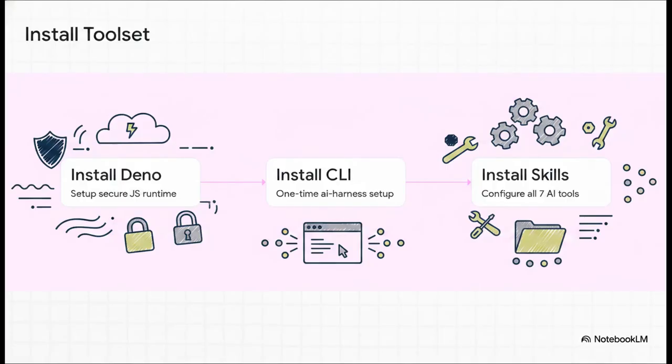So here is how we actually do it. Run these steps sequentially right there in Zed's terminal. Install the secure Dino runtime. Install the one-time AI harness CLI. And finally, run the overarching command to install your 7 new AI teammates. Boom, your machine is now fully armed.